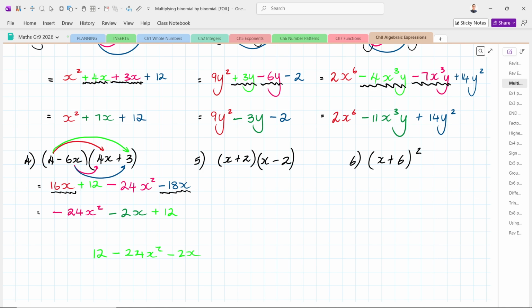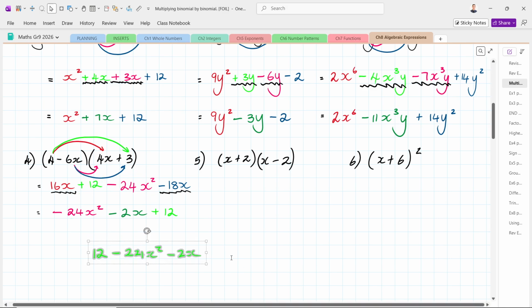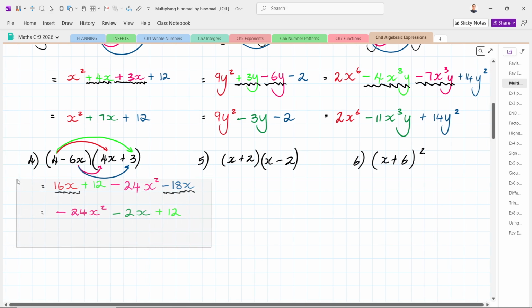The biggest mistake you make if you're going to write it differently is you leave the signs behind. Just remember that the sign is attached to the term. So whether it moves there or there, the sign goes with it. Okay. Not a lot more to go.